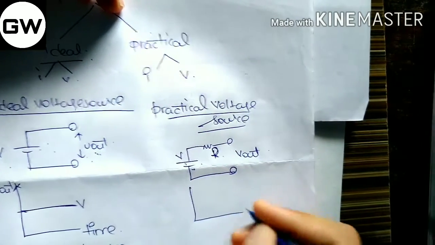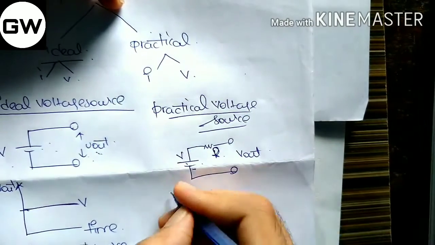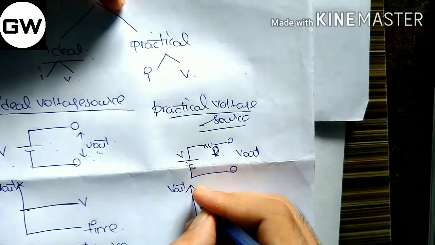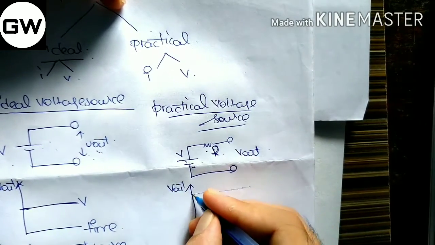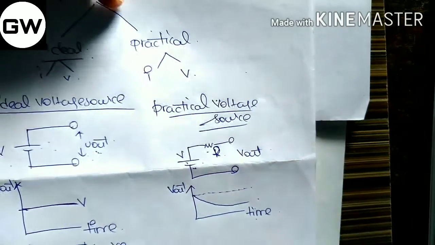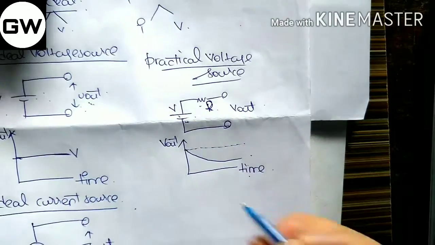By seeing the graph you will be able to understand what I am going to tell. This is time and this is V out. Basically we need to get a straight line which is constant, but due to the presence of the resistor, the graph is going to be like this. The supply decreases with an increase in time.